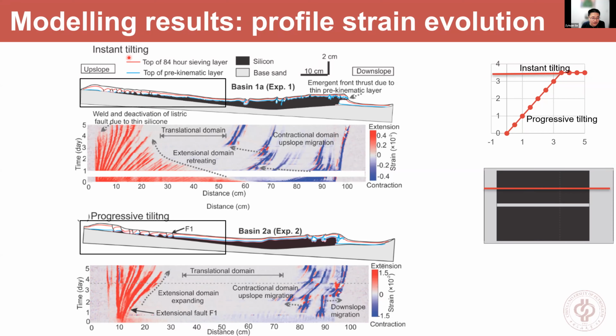And it's obvious. In instant tilting, you have a really large area of extension and the area retreats gradually. You only have really the upslope area continuing to the end of the experiment. While in the progressive tilting, the extension goes the other way, I would say. First, you have a really small area, and it gradually grows, and you have new faults, extensional faults or grabens initiate. So this area goes from small to large.